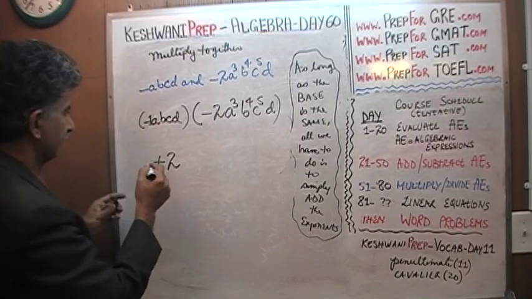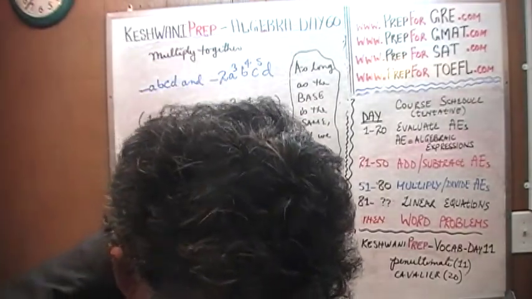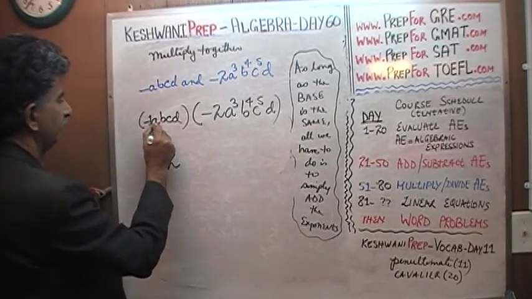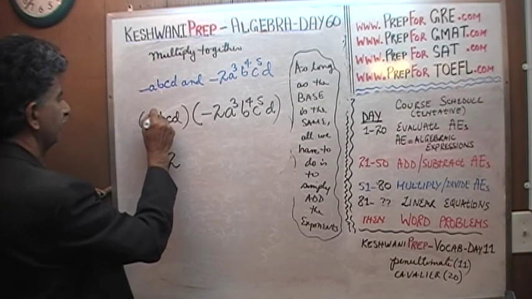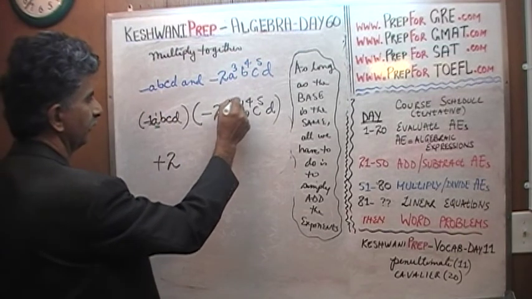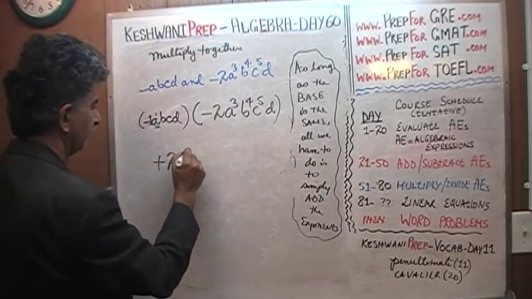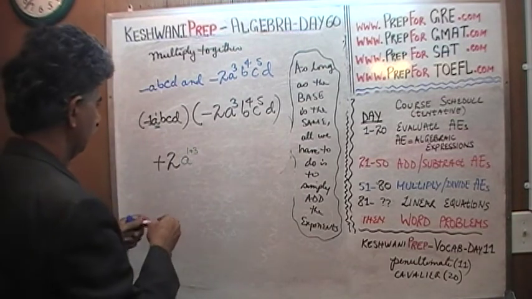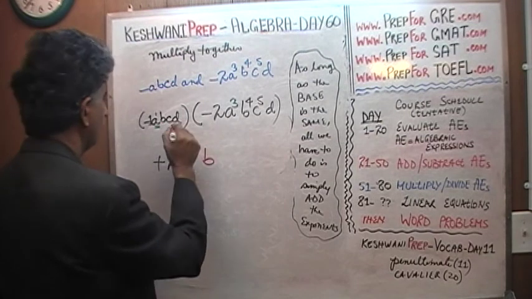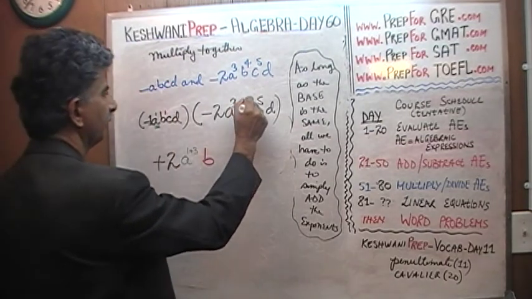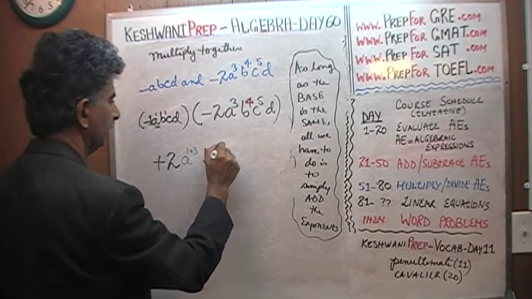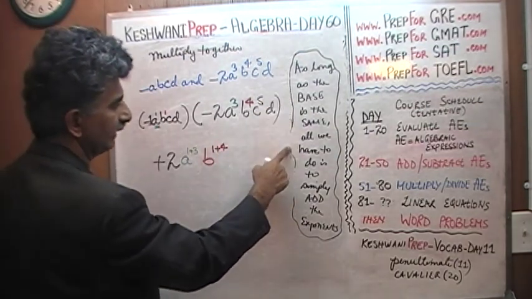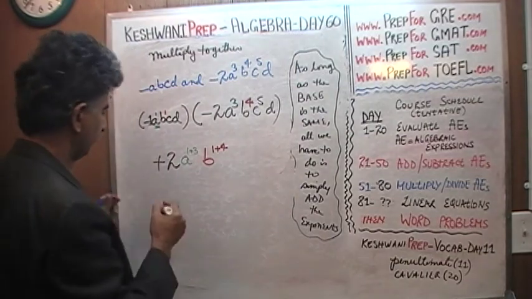Now we start our thing here. Here we have a to the first power and here we have a to the third power. That takes care of that. Then we have b to the first power and b to the fourth power. This is b and this is b. As long as the base is the same, all we have to do is simply add the exponents.